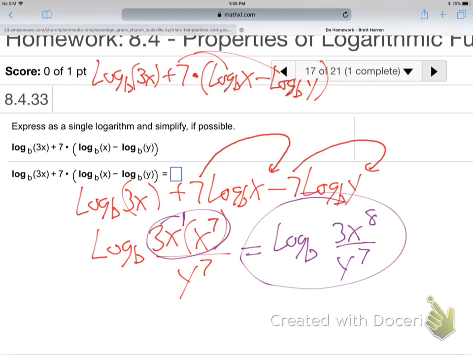How we doing? Am I just doing the problems and you're just kind of following along, or is this making sense? Anything I can answer? Does that make sense why I'm doing that? So run through it again, maybe. The 7 I just distributed, nothing fancy there. It went in the front, and then I realized, okay, things in the front can go to the power. And then I just did the properties: adding, those two go in the top; subtracting, he goes in the bottom. And you know what 3x times x to the 7th is? 3x to the 8th, huh?